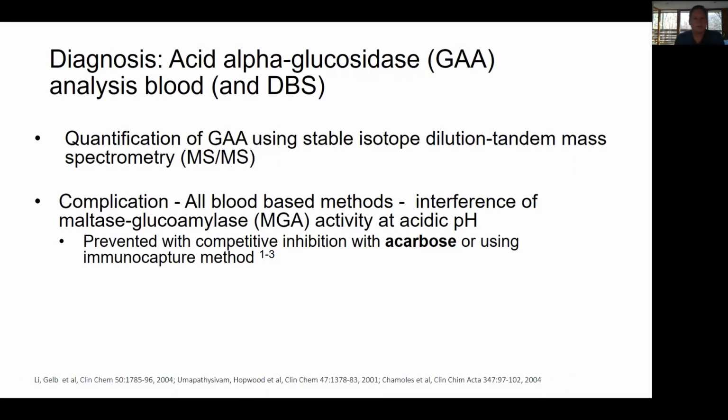There can be some complication with all blood-based methods. There's an interference of MGA activity at an acidic pH, but this has really been improved by the addition of acarbose or by using another method. This is just more detail, but it's important that the testing is done right, and this is one piece that can be looked at to determine whether or not the testing was done correctly.